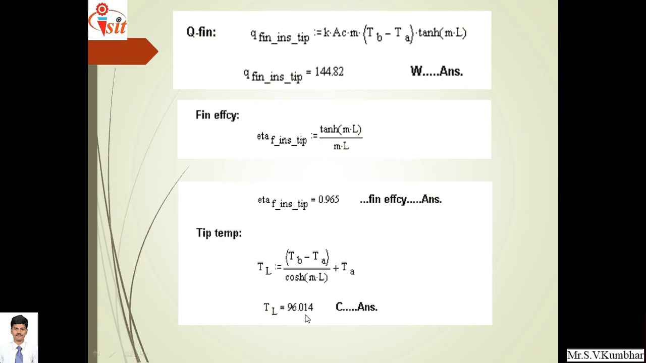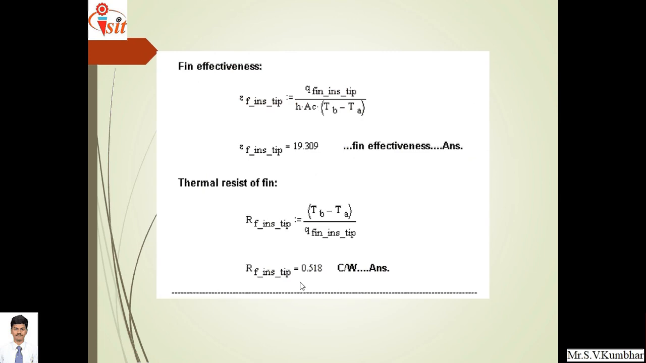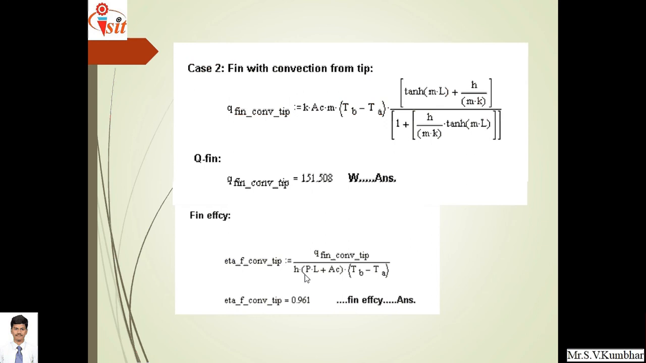degree centigrade. Fin effectiveness is calculated as the amount of heat transferred through the insulated tip divided by h Ac (TB minus TA). So the effectiveness of this fin is 19.30, and the thermal resistance of the fin is (TB minus TA) upon the amount of heat which is transferred through the insulated tip, that is, thermal resistance RF is equal to 0.518 degrees centigrade per watt.